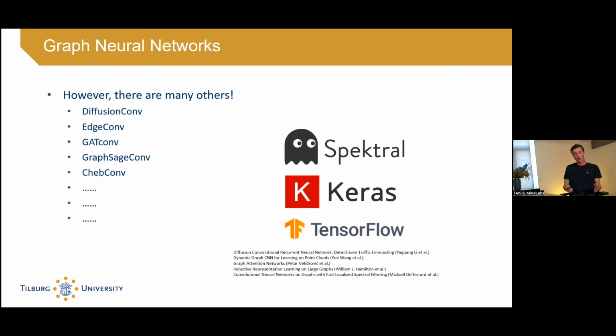This is not the only model that is out there. There are many others. So diffusion convolution, edge convolution, graph attention networks, you name it. They're all implemented in the Spektral package, all based on Keras and TensorFlow, if you're interested.